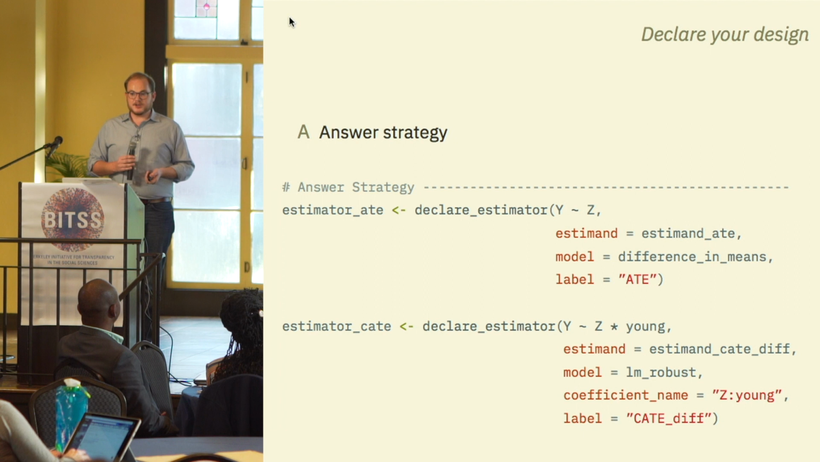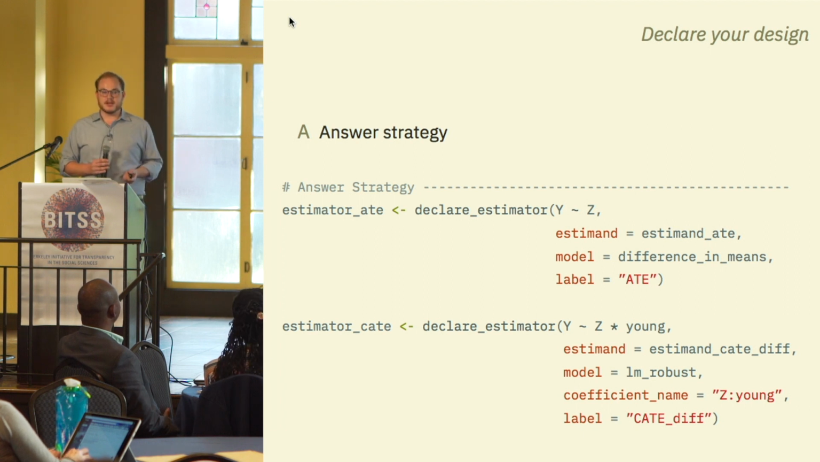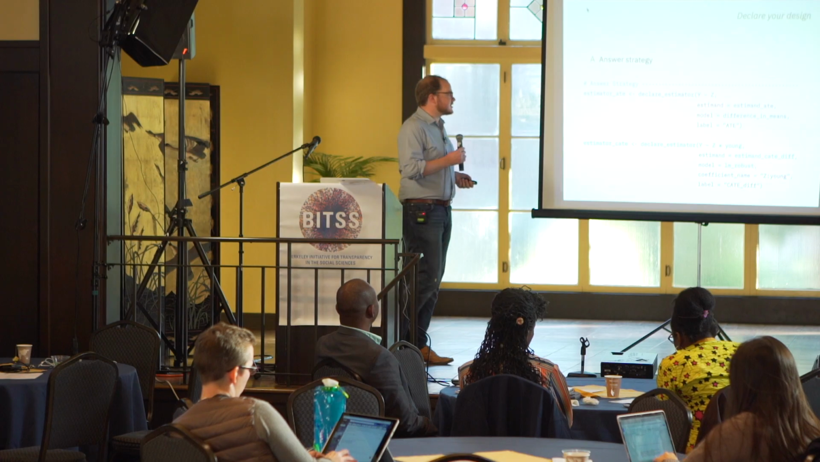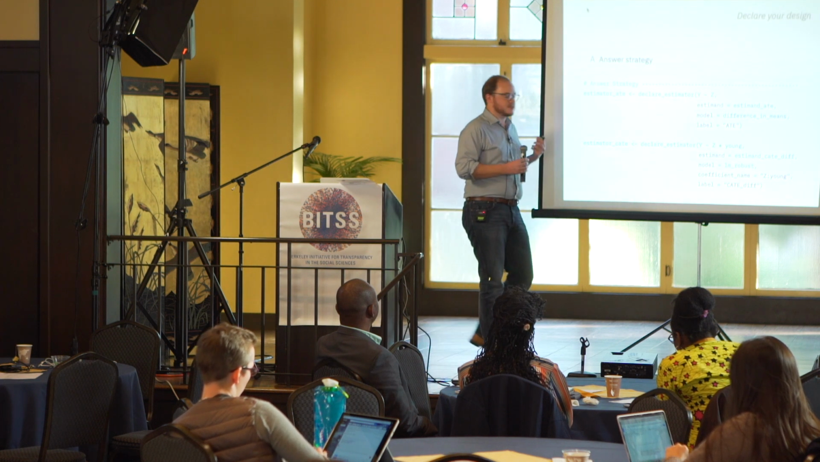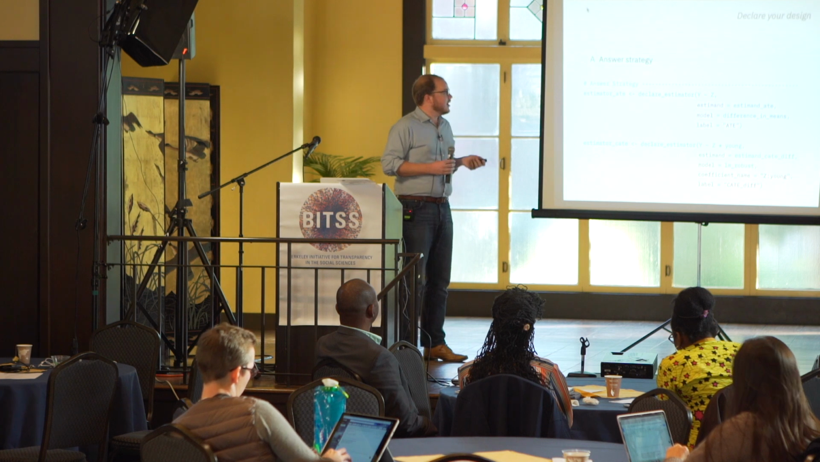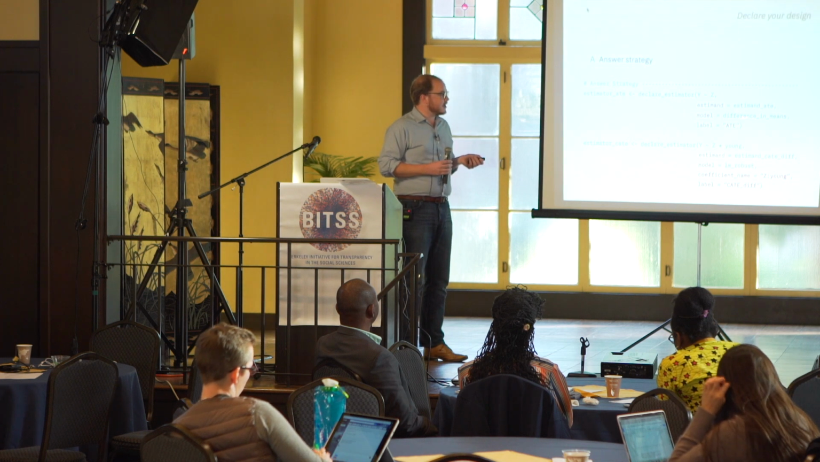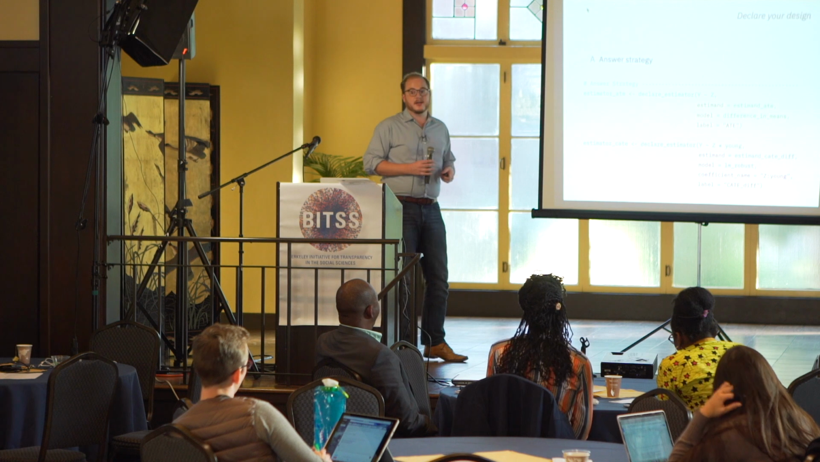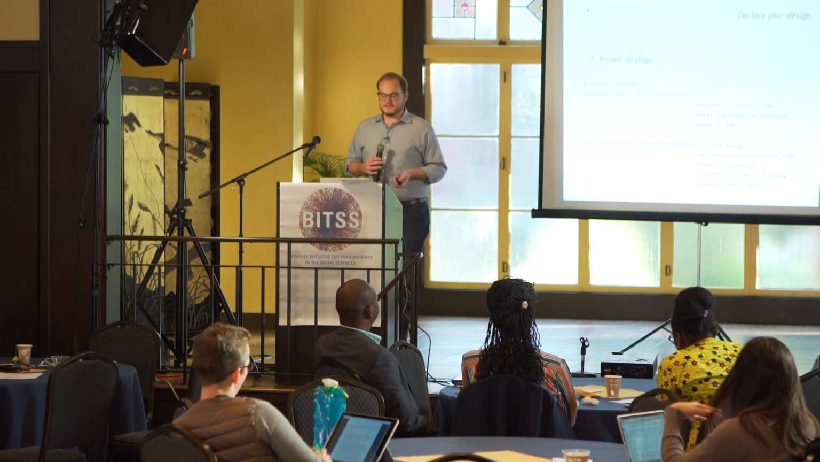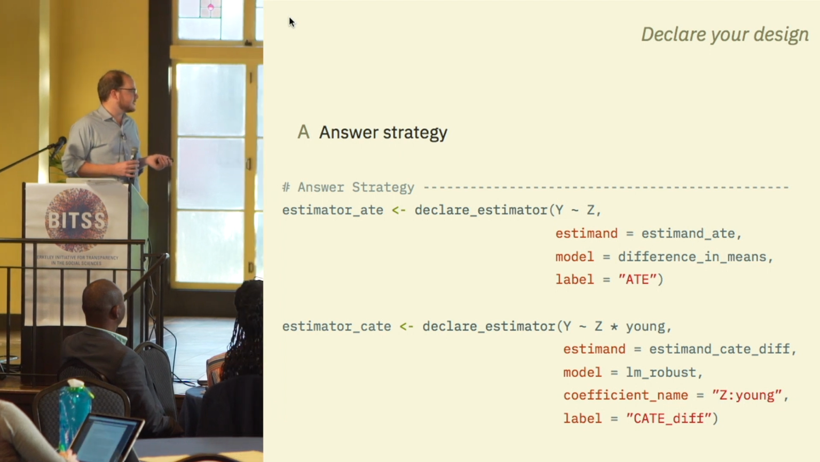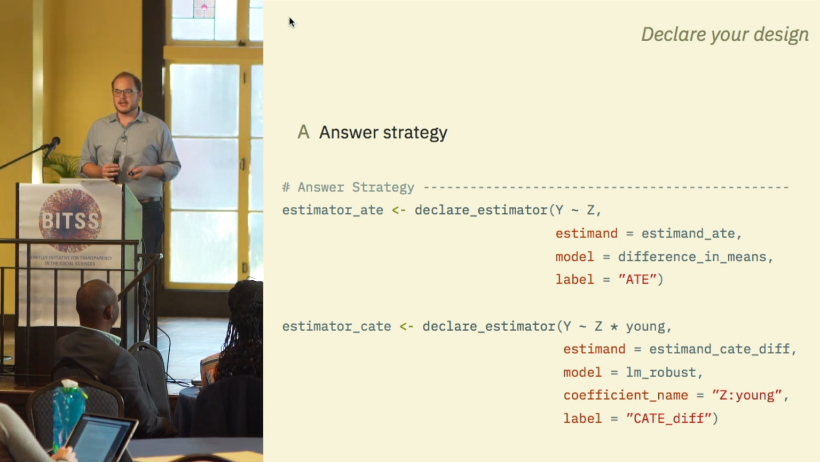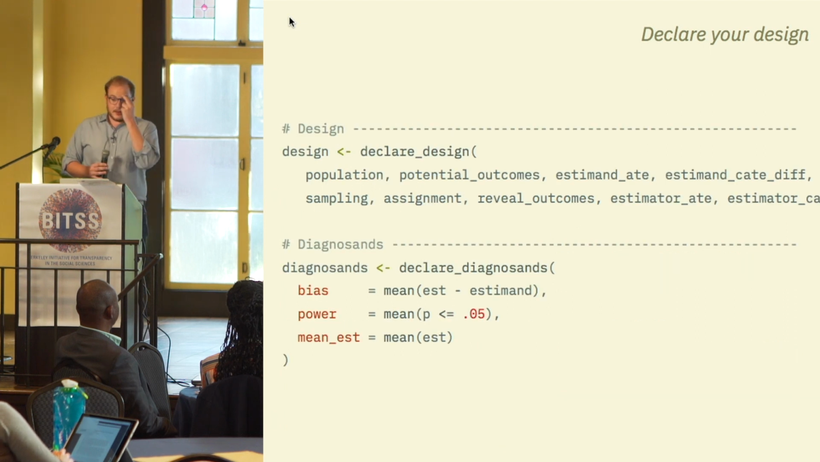Fourth, you define your answer strategy. So here, because we have two questions that we're trying to answer, we have two estimators. So the first estimator that targets the average treatment effect is just the difference in means. So we just have a difference in means estimator set up there. And we tell DeclareDesign that we are targeting the average treatment effect estimand. Secondly, we have a regression estimator that is the interaction of the treatment and this indicator for whether you're under 40. So we put that all together as the declaration of your design.